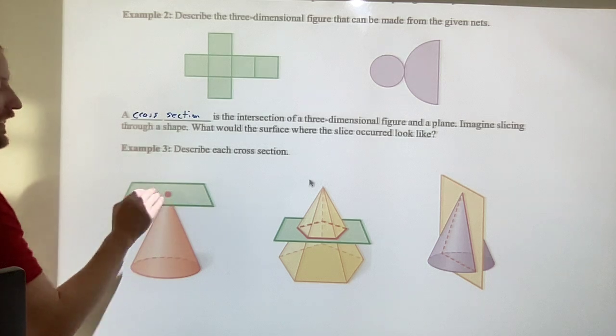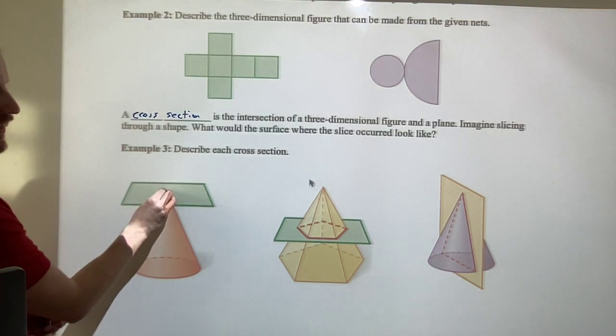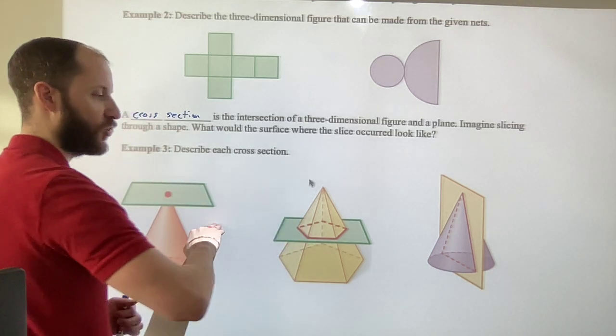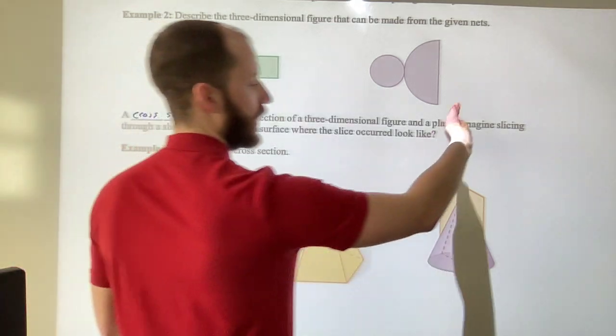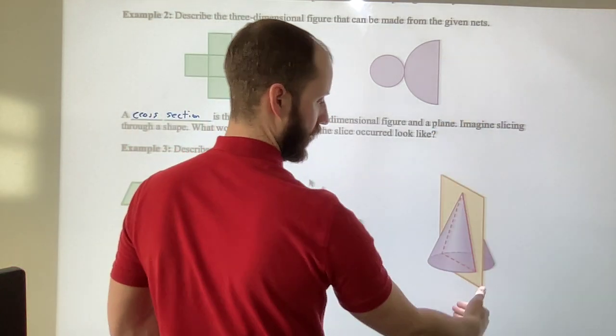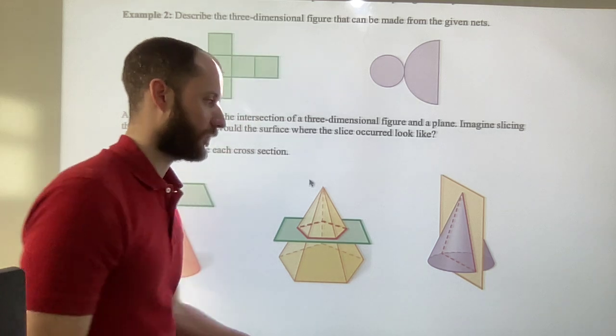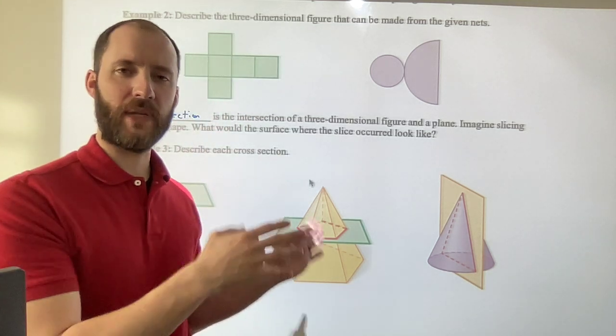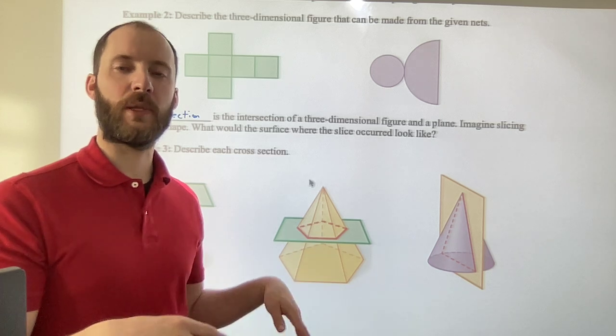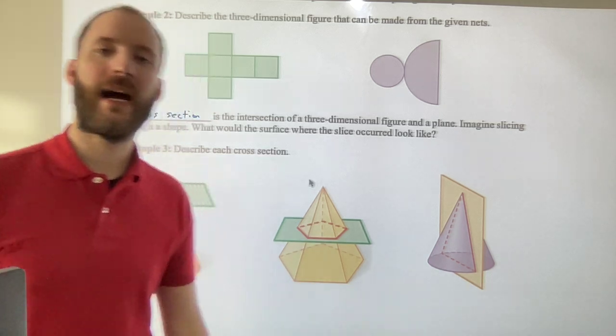So here we're only at the tip, at the point. Here we're going straight through the middle of that pentagonal pyramid. Here we're going straight down through a cone. So kind of think about what those would be. Check your answers with my completed notes online.